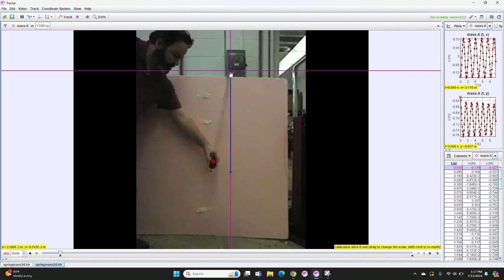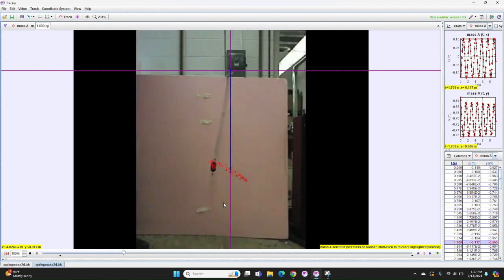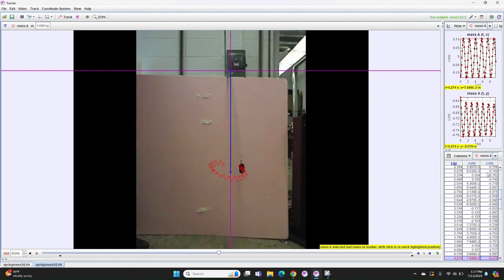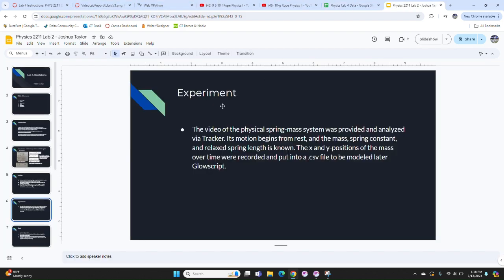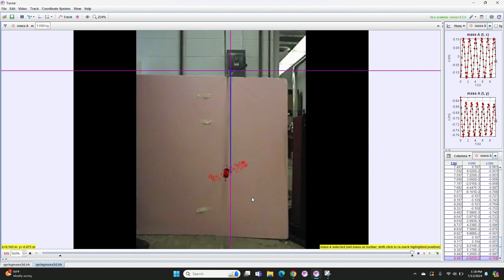We have the origin at the spring attachment point, the length scale set from the spring attachment point to the center of mass initially of the mass hanging down, and then we track the motion of the oscillating spring system. Its X and Y positions are generated, as well as graphs of its X and Y positions over time. This X and Y data was put into the spreadsheet that was converted to a .csv file so that we could use it in the code later. The spring mass system was released from rest.